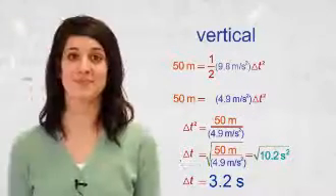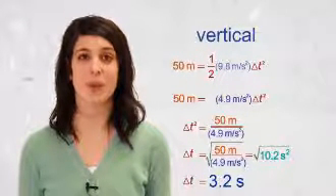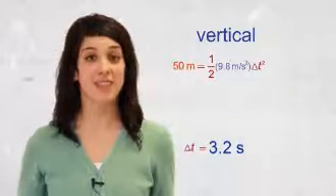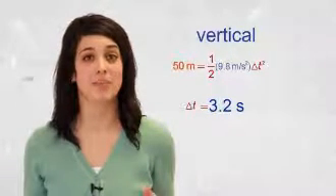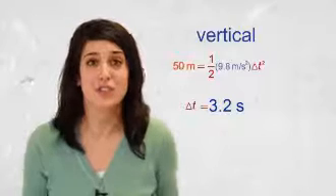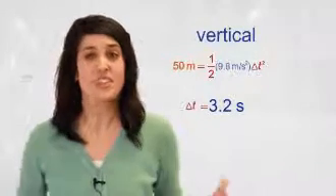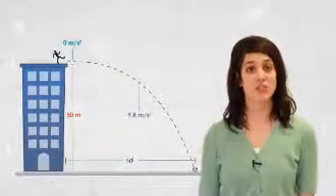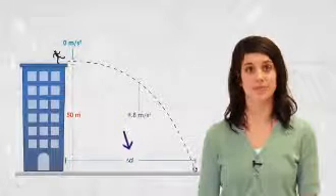Now we know the time. It took 3.2 seconds for the ball to hit the ground. By the way, this is the same amount of time it would have taken for the ball to hit the ground as if I had just dropped it. Gravity's the coolest, but we still need to figure out how far away the ball landed.